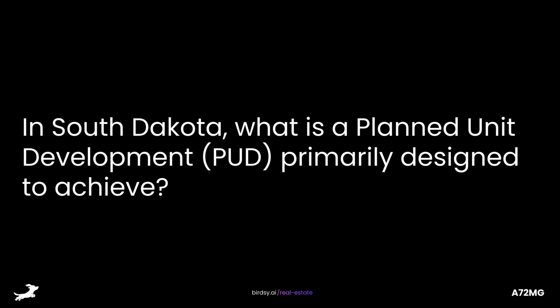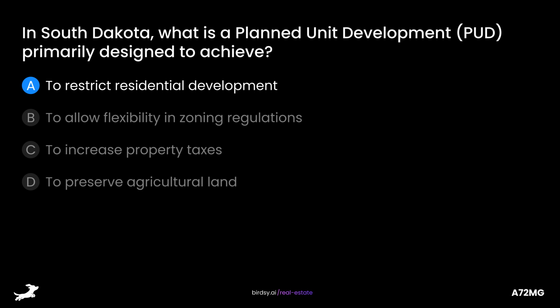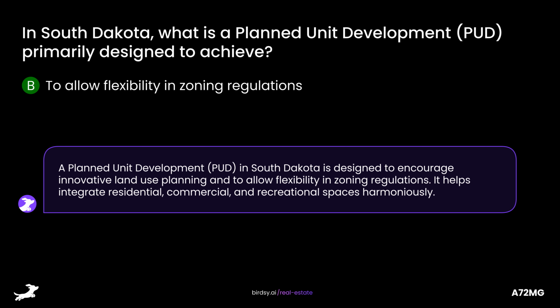In South Dakota, what is a planned unit development primarily designed to achieve? Is it A, to restrict residential development, B, to allow flexibility in zoning regulations, C, to increase property taxes, or D, to preserve agricultural land? The answer is B, to allow flexibility in zoning regulations. A planned unit development in South Dakota is designed to encourage innovative land use planning and to allow flexibility in zoning regulations. It helps integrate residential, commercial, and recreational spaces harmoniously.